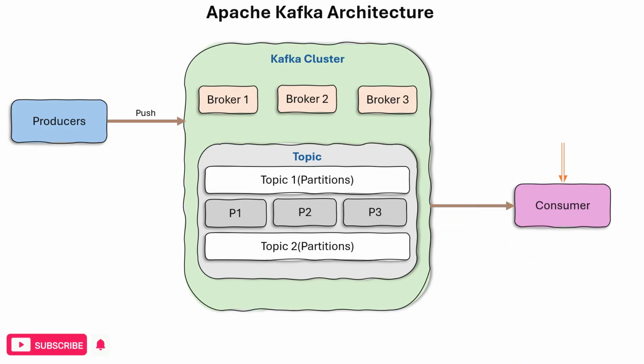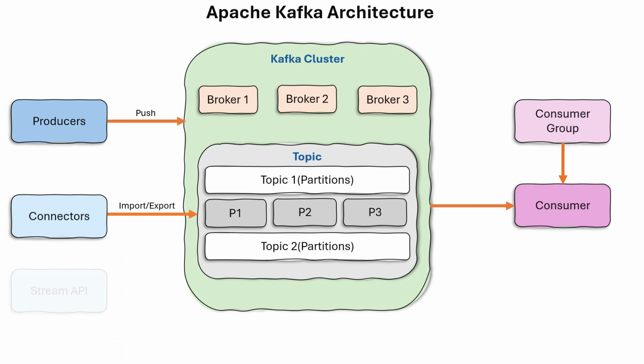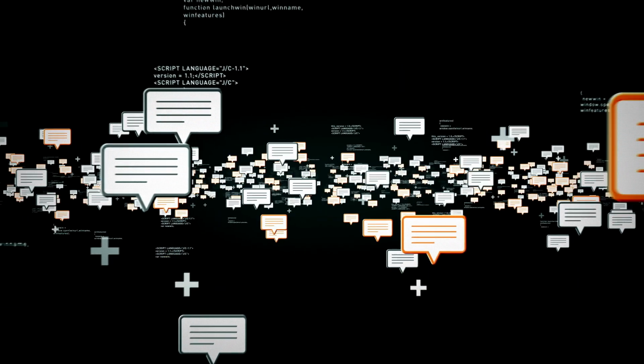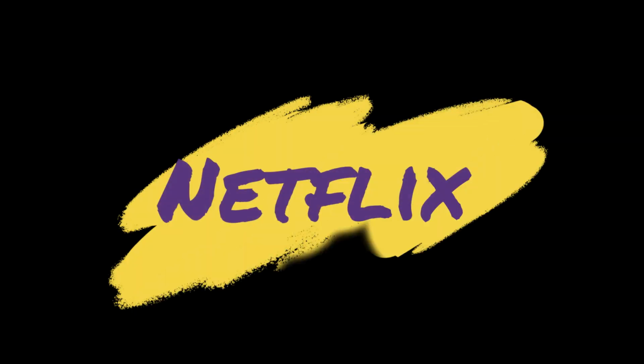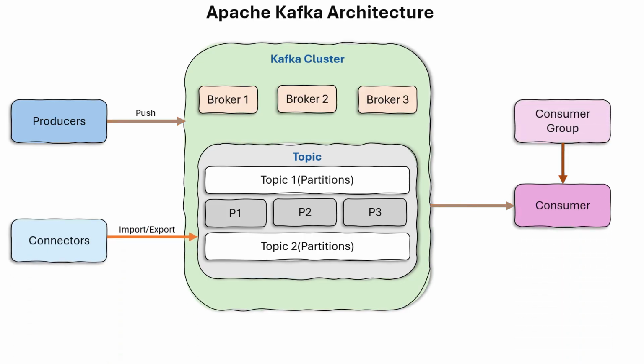Now, other applications or systems, called consumers, can subscribe to these topics and pull the data they need. Kafka acts as the middleman, ensuring that data flows smoothly and is available whenever the consumers need it. One key thing about Kafka is that it's designed to be fast, scalable, and reliable. It can handle millions of messages per second, which is why companies like Netflix, Uber, and Twitter use it. It's also distributed, meaning it runs on multiple servers, or brokers, to ensure there's no single point of failure.